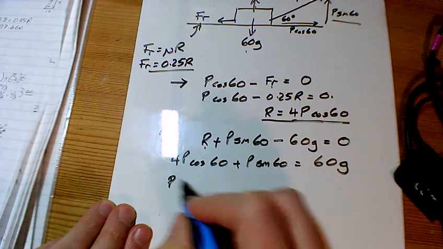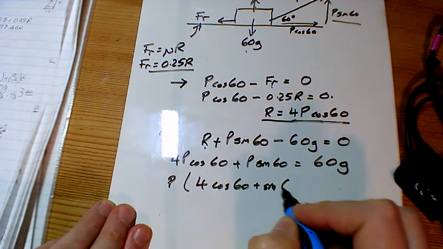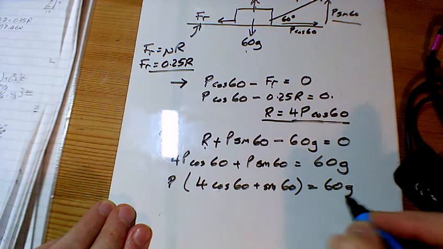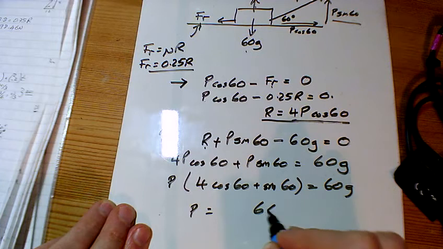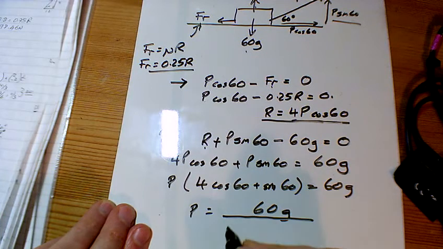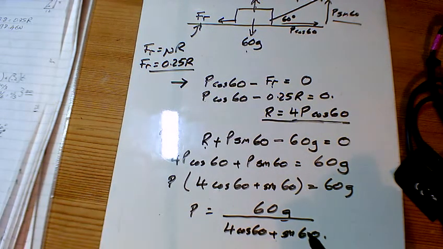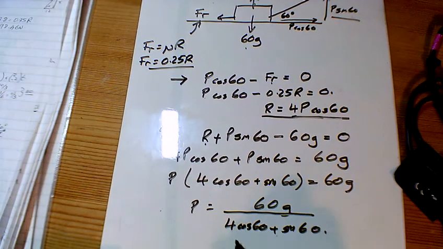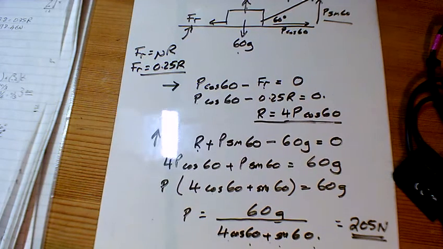Now all I'm going to do is take a factor of P out and divide both sides. I could be working out what 4 cos 60 is and sin 60 is, but I'm showing it like this because this rearranging could be used if we didn't know the angle and were trying to work out something else. So I've got that P is going to be 60g divided by (4 cos 60 plus sin 60). Tap all of that into the calculator and you get 205 newtons. So P is 205 newtons.